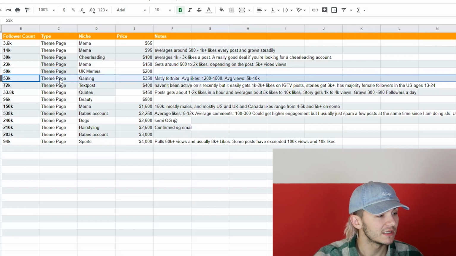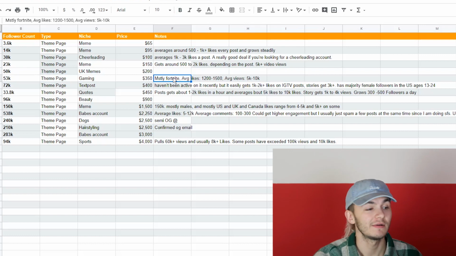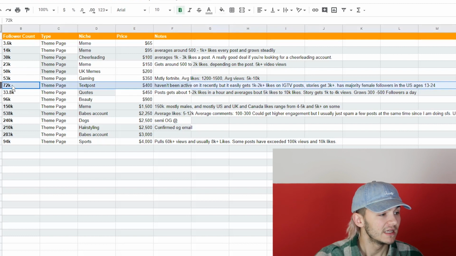Next up, 53,000 gaming. They mentioned this page was mostly Fortnite, averages around 1,200 to 1,500 likes, and an average of views between 5 and 10,000. Selling for $350. This is quite pricey, especially because Fortnite's pretty dead nowadays, and it's only getting 1,200 to 1,500 likes. So I think this one is overpriced.